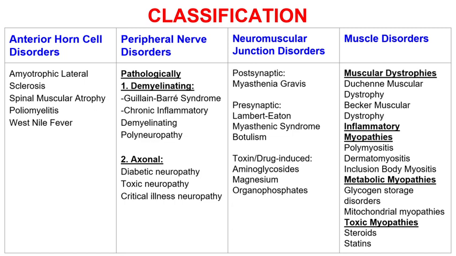Neuromuscular junction disorders are classified into three types: postsynaptic, presynaptic, and toxin or drug induced. Postsynaptic example is myasthenia gravis. Presynaptic: Lambert-Eaton myasthenic syndrome and botulism. Toxin or drug induced: aminoglycosides, magnesium, organophosphorus. Muscle disorders: muscular dystrophies, Duchenne muscular dystrophy, Becker's, inflammatory myopathies like polymyositis, dermatomyositis, and inclusion body myositis. Metabolic myopathies include glycogen storage disorder and mitochondrial myopathies, and toxic myopathies include steroid induced and statins.